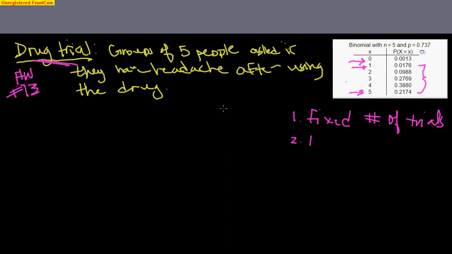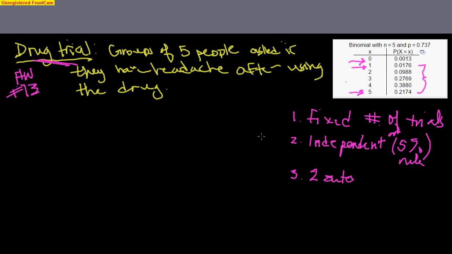The second part is they all have to be independent events. Independent just means that just because the first person has a headache does not affect whether or not the second person does. If they happen to be dependent events, we can apply our 5% rule, which was when the sample is less than 5% of the population. That doesn't happen too often. All right, the third thing we need to consider: are there only 2 possible outcomes? 2 outcomes.